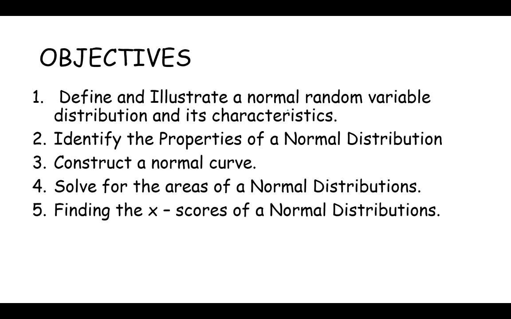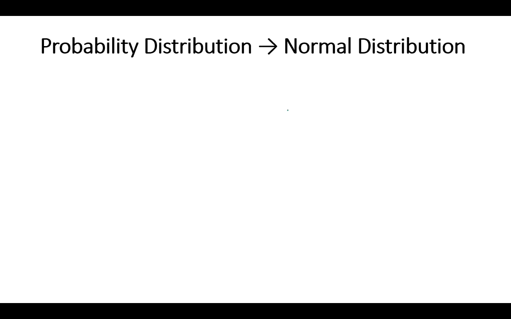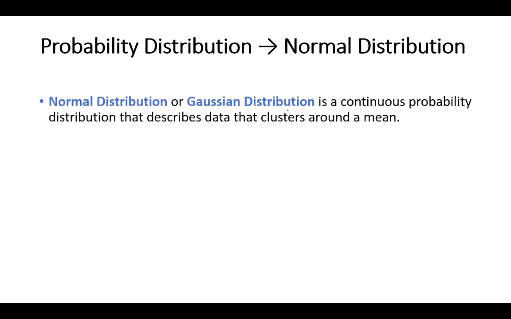Fifth, finding the x-scores of a normal distribution. Also, we are going to find the mean and the standard deviation of a normal distribution. So, normal distribution is part of a probability distribution. We are already done with the discrete probability distribution. Now, we are going to do the continuous probability distribution.